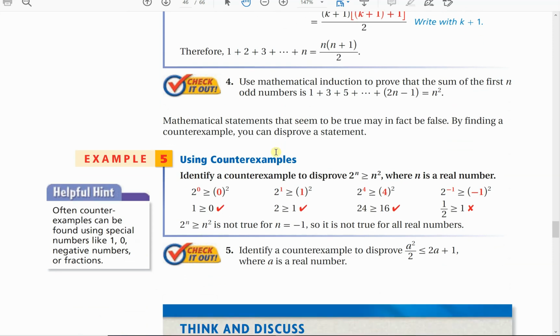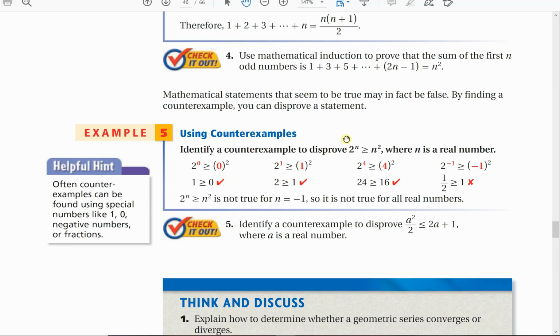Easier to figure out is this guy here, example 5, counterexamples. How can you disprove something? The nice thing about mathematical proofs is they have to work all the time. So if you can find one example where it doesn't work, you can disprove something. So if they want you to disprove 2 to the n is greater than or equal to n squared, how do we disprove that? Well, we'll try some numbers.